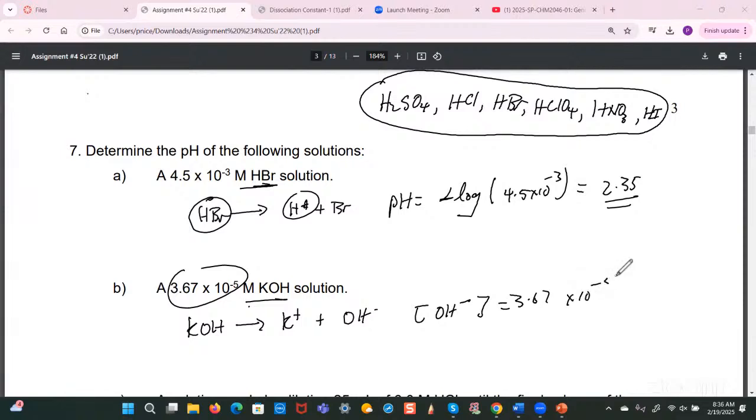Now, my question to you is, that's the concentration of OH minus. How will you use that to determine the pH of the solution? Yes, sir. 14 minus the OH. Okay, you're right, but I want to explain the reason why. Remember the relationship, pH plus pOH is equal to 14.00, right? So you need to remember this.